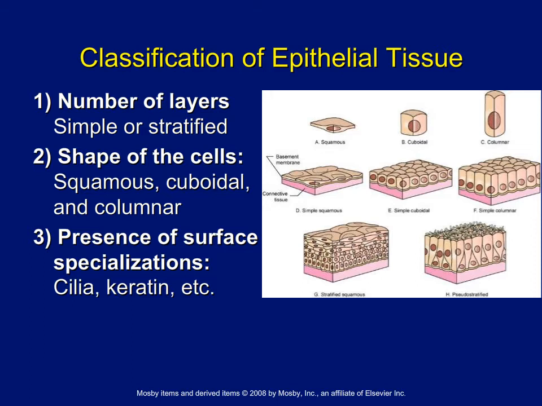The other way in which we classify epithelium is by the shape of the cells. And the cells can be classified as squamous, cuboidal, and columnar, and we're going to look at that in just a minute. And finally, we also classify epithelium via the presence of any surface specializations, such as cilia, microvilli, etc. So we're going to look more at these three different types of ways to classify epithelia in the subsequent slides.